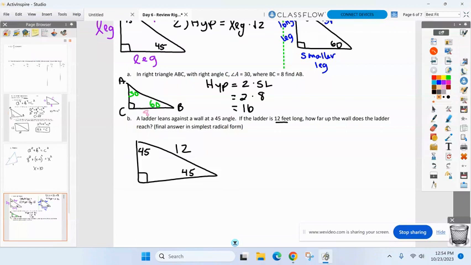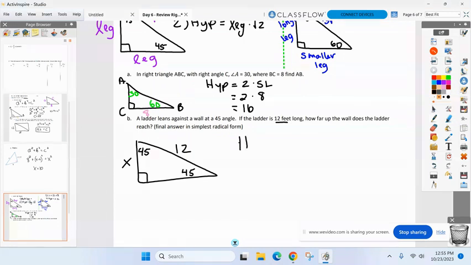Does it really matter what side you find? Why? They're both the same, all right? So even if you mess up what side is actually the ladder up on the wall, it doesn't matter. All right. Remind me again, what's the 12? Hypotenuse. Don't I have a formula for the hypotenuse?